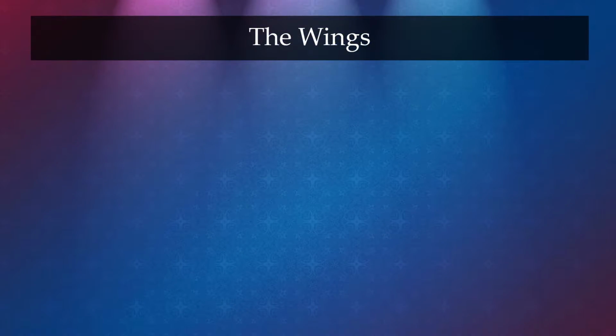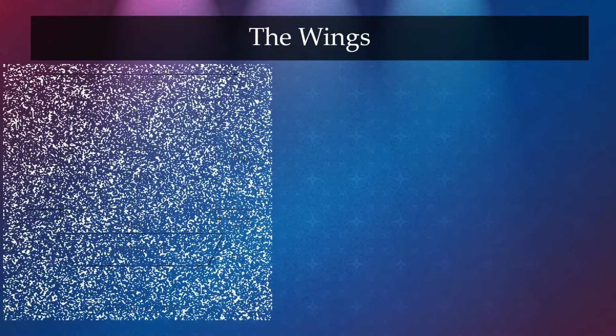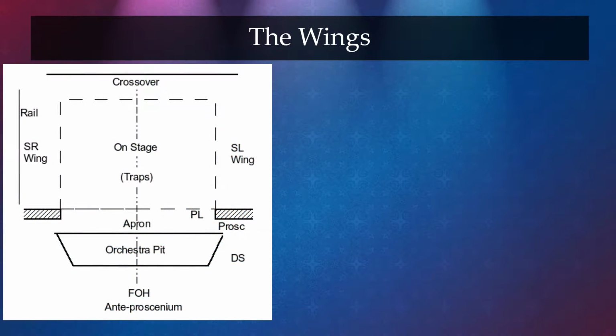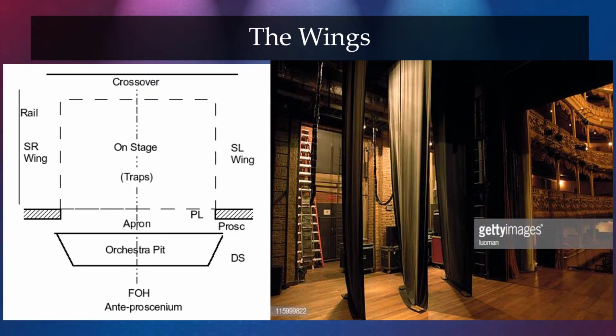The wings. No, they don't fly away. The wings are actually the sides of the stage. When an actor is standing on stage and they exit off stage left or they exit off stage right, they're actually going into the wings. And here is a photo of what it looks like when they are on stage.